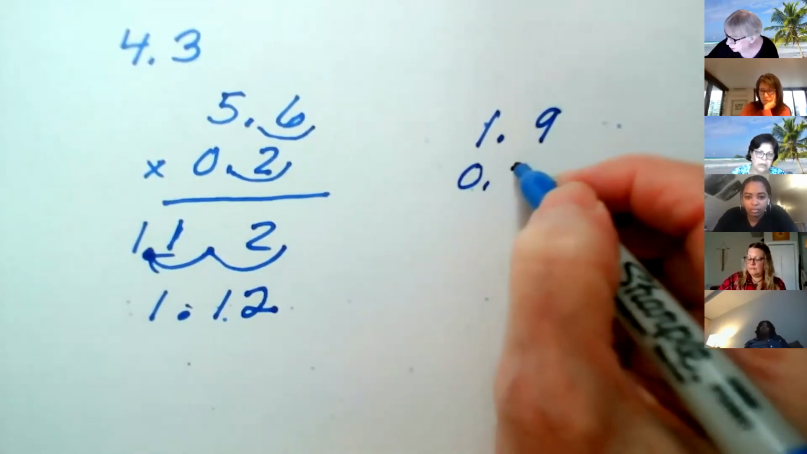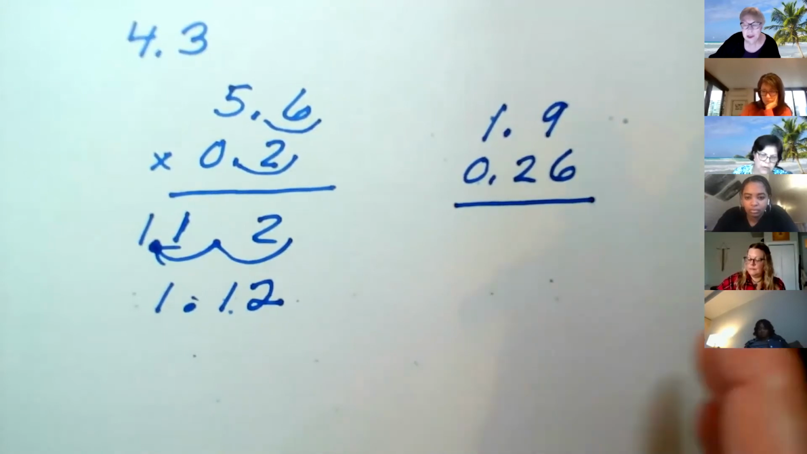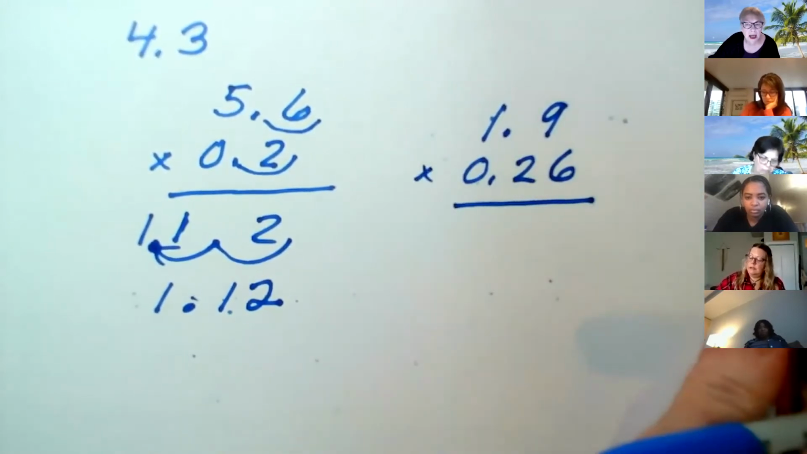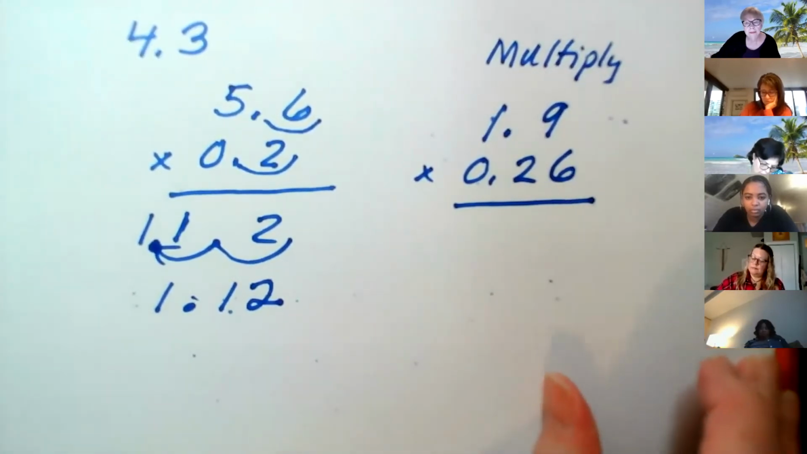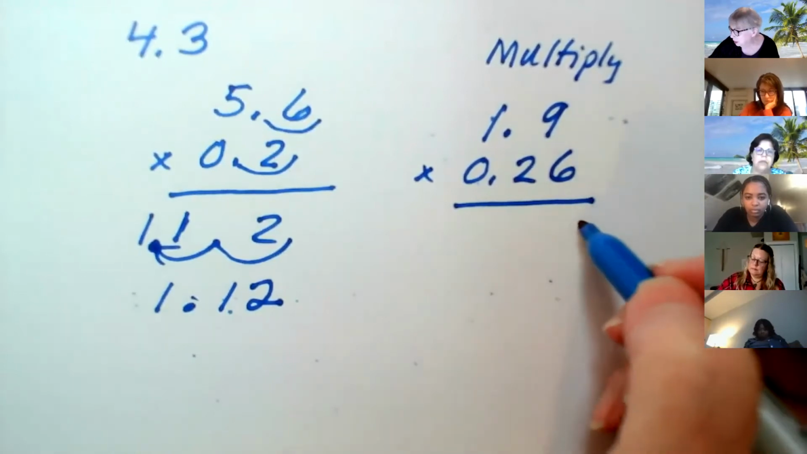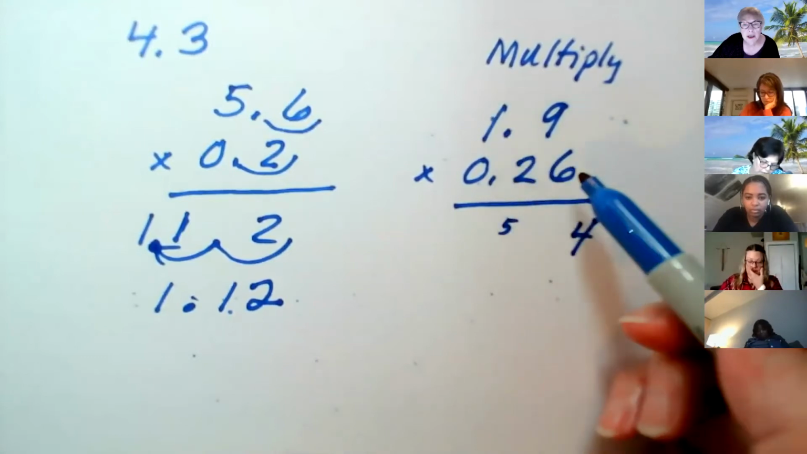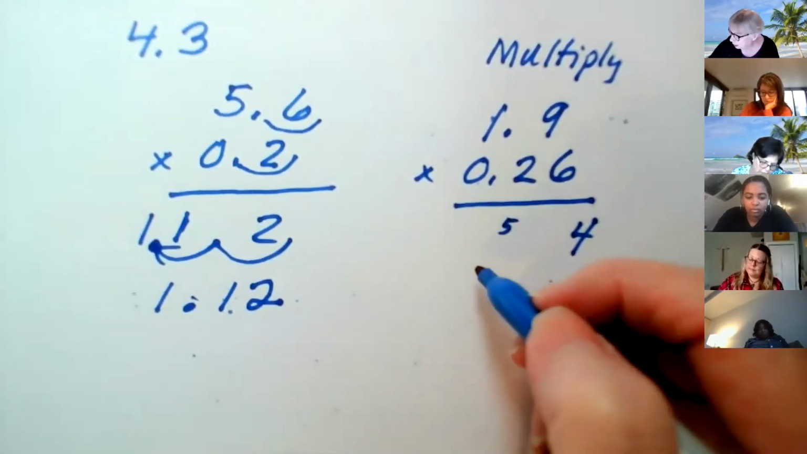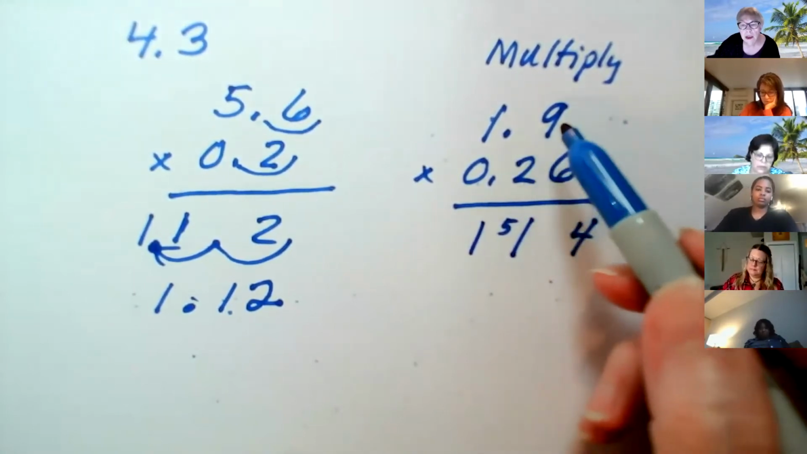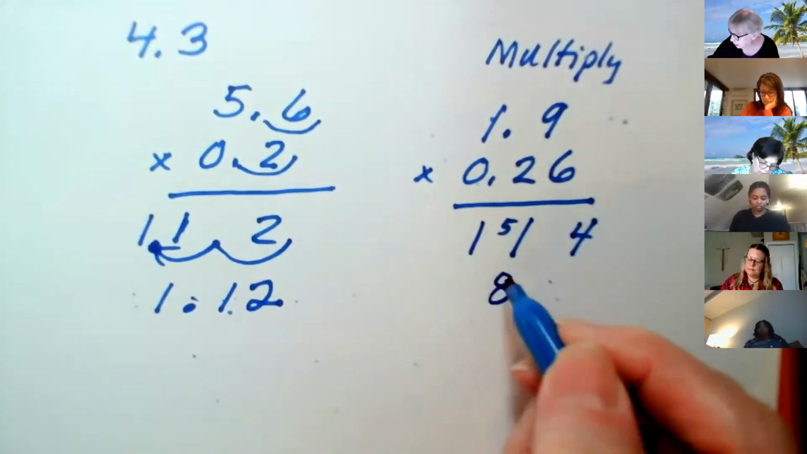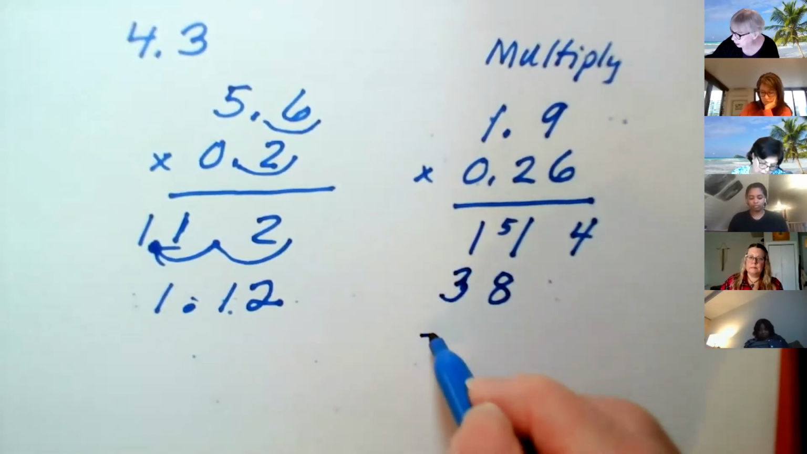1.9 times 0.26. Okay. So this is going to be a multiply. I'm just going to do it like that, or they would say multiply. Okay. So 9 times 6 is 54, carry 5. 6 times 1 is 6, and 5 looks like 11. Now I'm going to do the 2. 2 times 9 is 18. Carry a 1. 2 times 1 is 2, and 1 is 3.